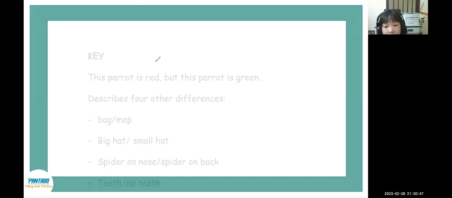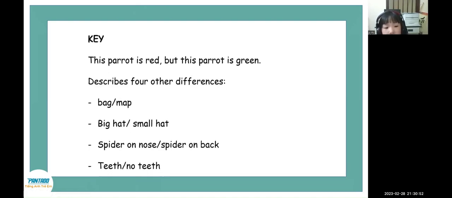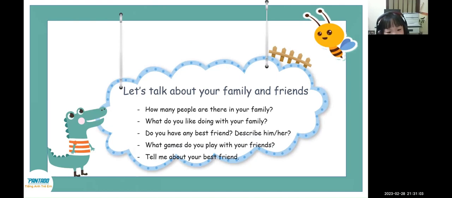So this is okay. Key. Where's the key? I cannot see. Red, but this part is green. Big map, bag or map, big hat, small hat. Okay. Spider on the nose, spider on the back. Teeth and teeth. Now, crocodile.